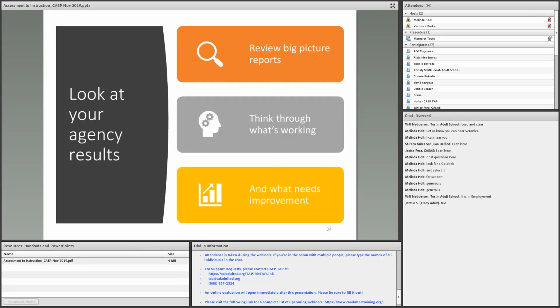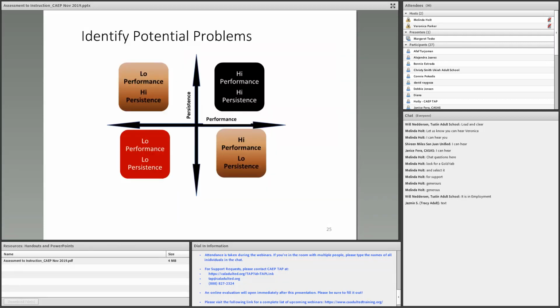Okay, now we're going to start looking at reports. We want to review big picture reports, think through what's working, and see what might need to be tweaked. Why we do this is to identify potential problems. There may be some persistence or performance areas that we need to address. Of course, in the black area, we've got high performance, high persistence. Great job. Everyone's doing a great job.